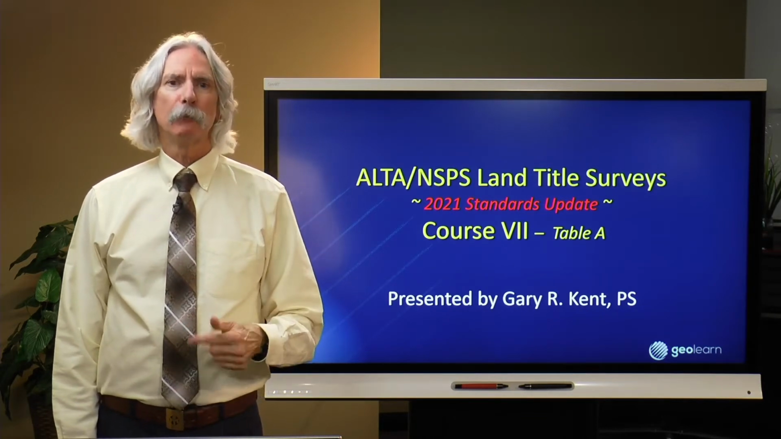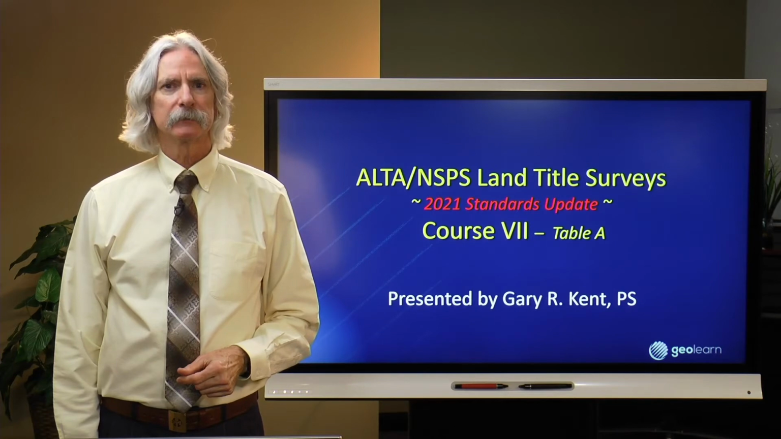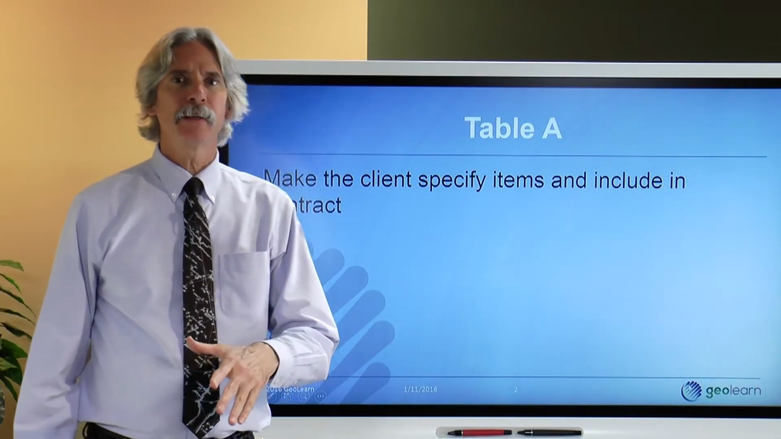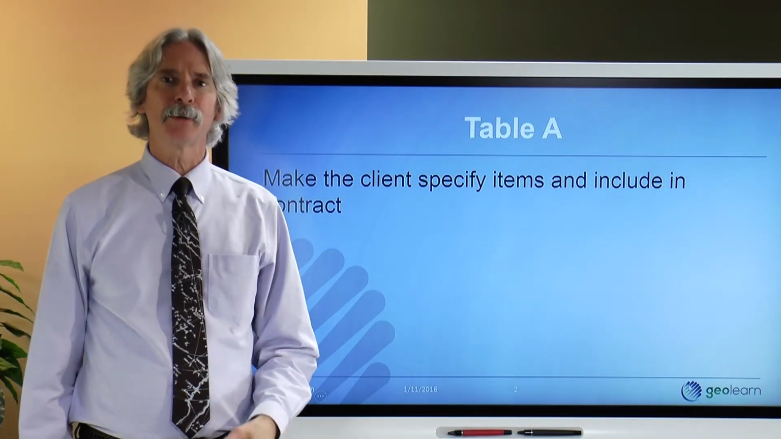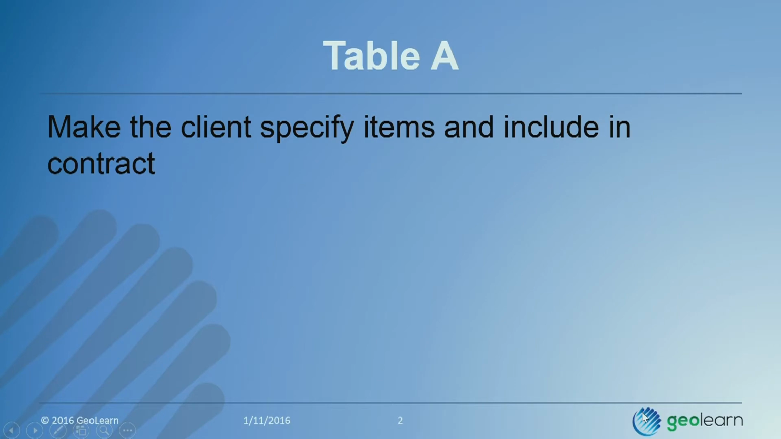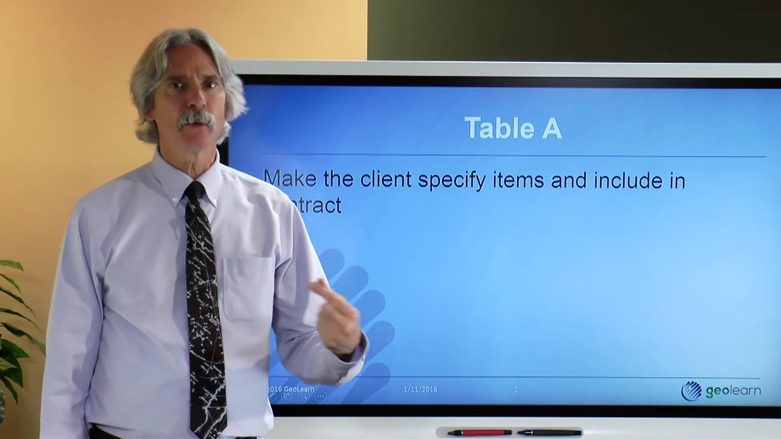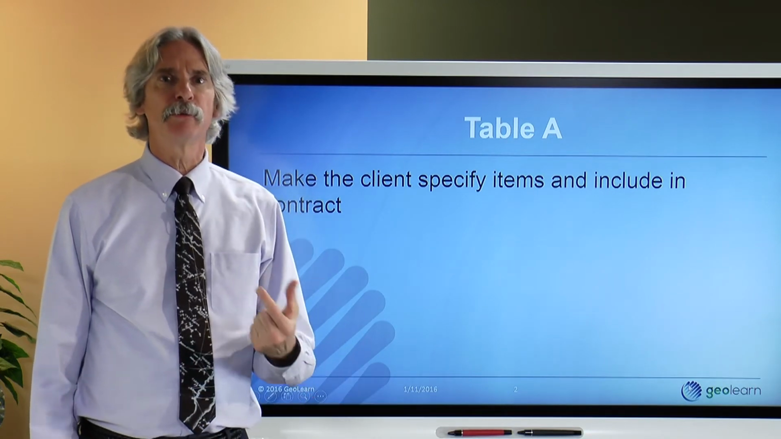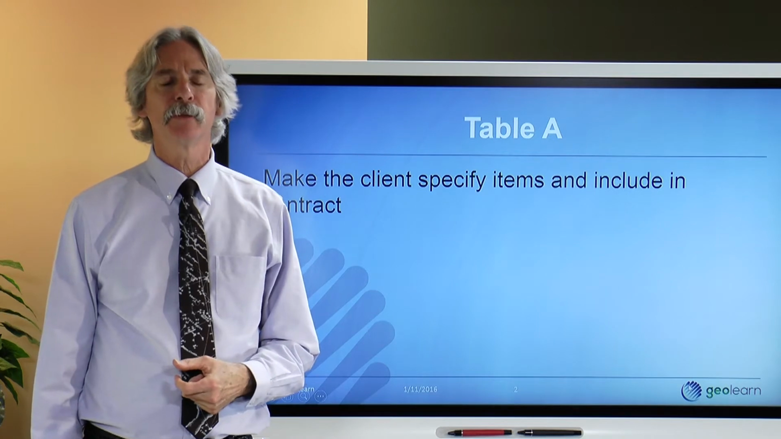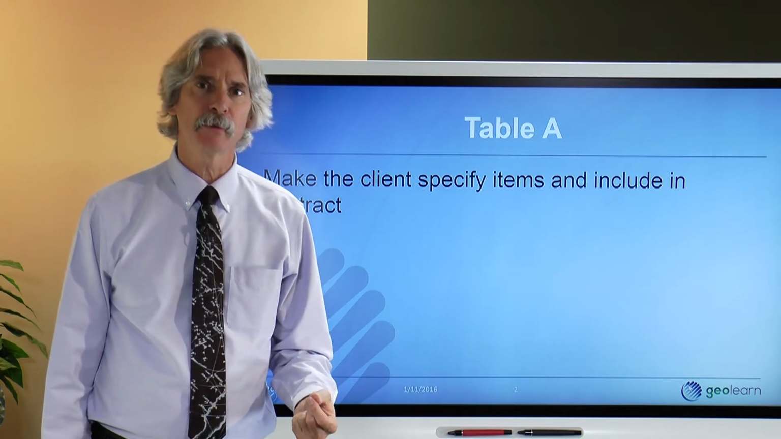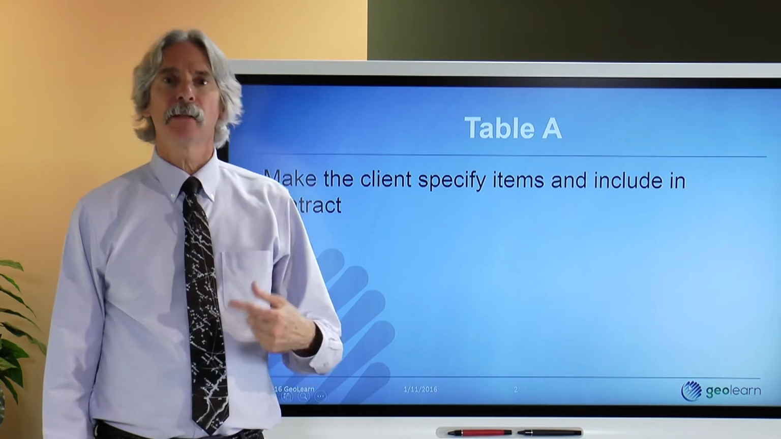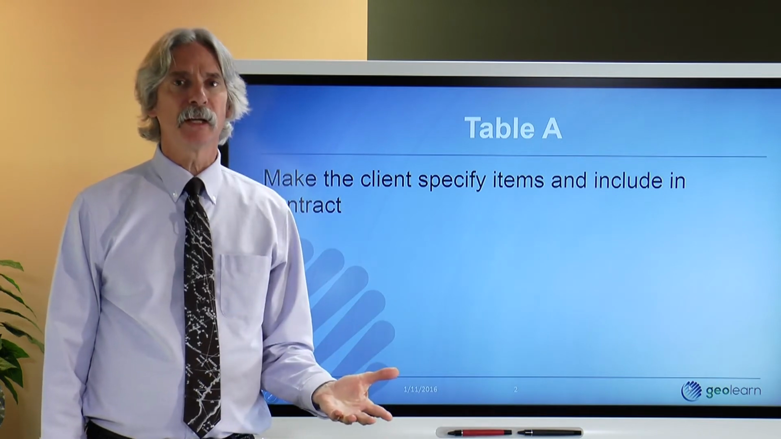item for 2021. The first thing, and we point this out in section 2 of the standards, is the request for survey. The request for survey should include the Table A items. So if a surveyor is being asked to conduct a land title survey, they really want to put the onus on the client to review the Schedule A items, the Table A items, and select those that they would like.